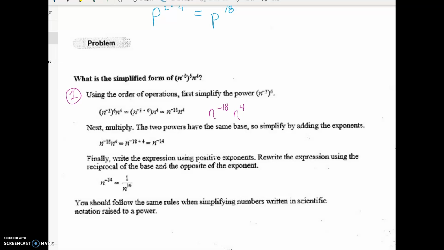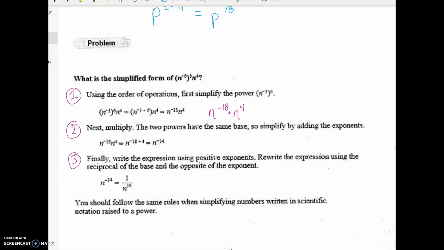Then, since we're multiplying those, we would add the like bases together. So we would add the -18 and the 4. So we would end up with n to the -14th. So that's step number 2. And then finally, our third step, we would write the expression using only positive exponents. So we would want to flip that to get rid of the negative. So we take the reciprocal and we write our final answer.